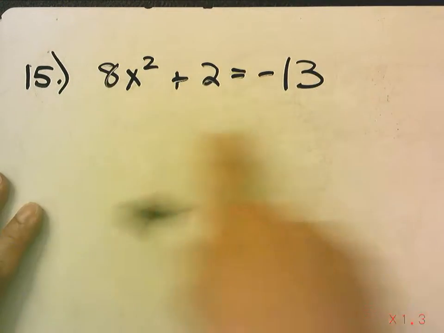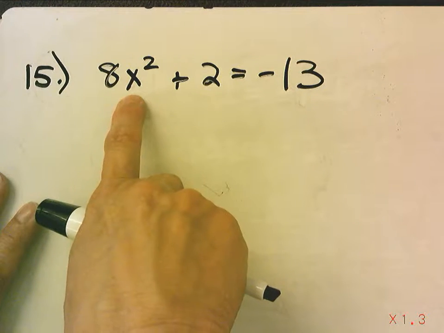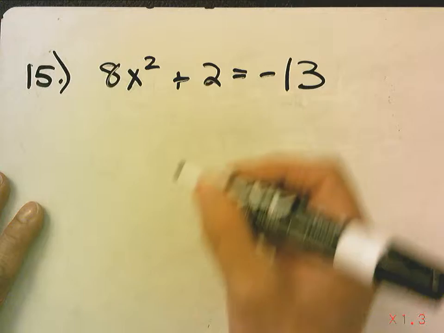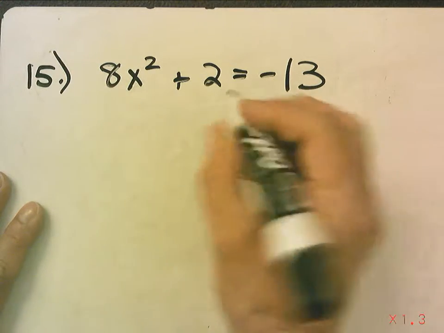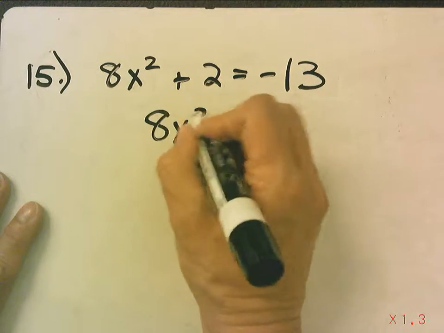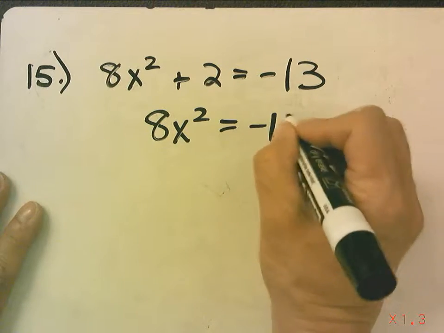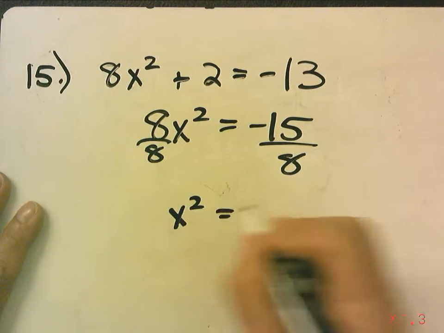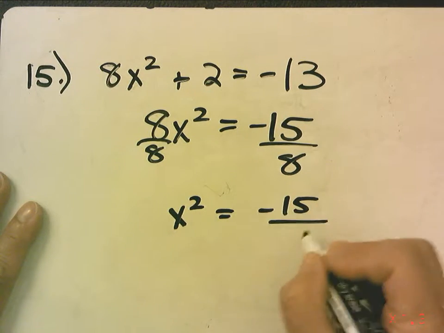Now, the reason I can solve by using the square root is you'll notice there is no x term, there's just an x squared term. So I'm going to subtract 2 from both sides. I get 8x squared equals negative 15. Divide by 8, divide by 8. X squared equals negative 15 over 8.